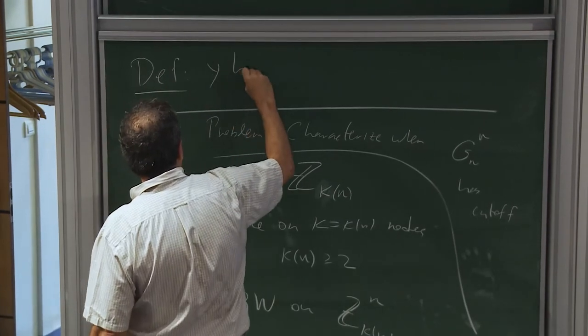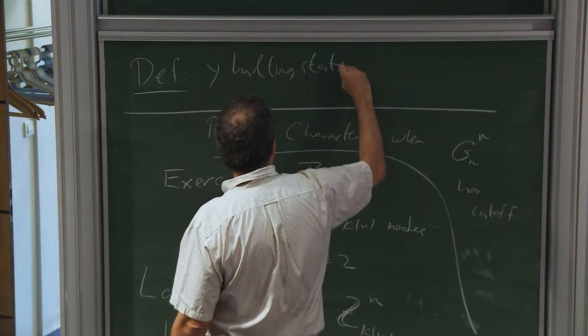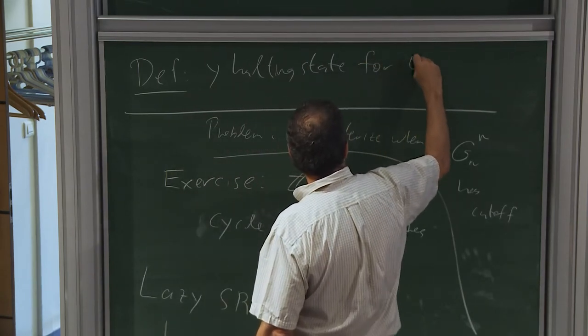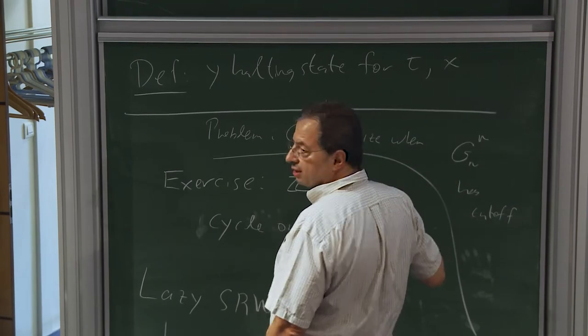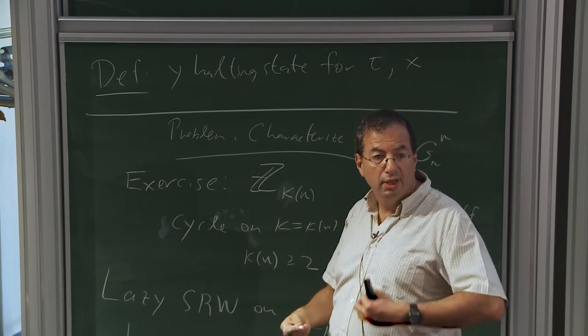So, y is a halting state. Halting state depends on two things, a stopping time tau and an initial point x. So the halting state can change according to the initial state.